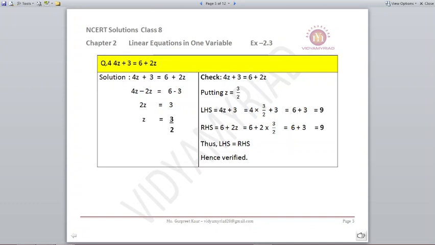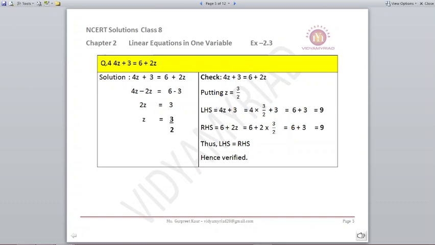Question number 4. 4z plus 3 is equal to 6 plus 2z. Keep the variable on the one side and numbers on the other side. So it becomes 4z minus 2z is equal to 6 minus 3. Please take care of the sign. When you are changing their place from left to right or right to left, their sign will change. Plus will become minus, minus will become plus. So please be careful while doing it. So 2z is equal to 3, z is equal to 3 upon 2.